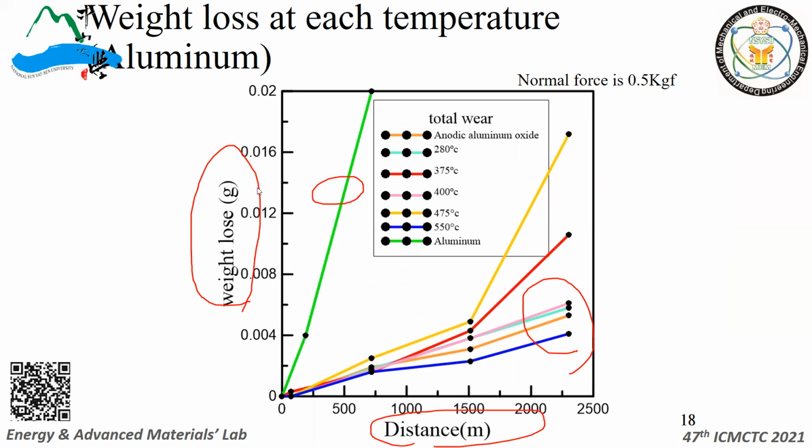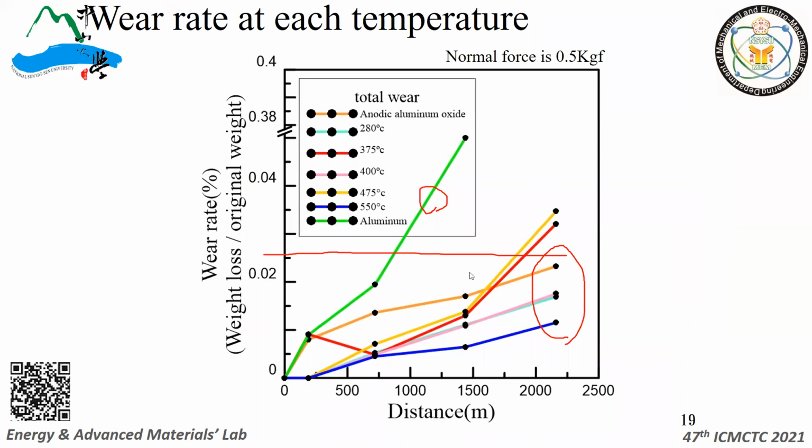It has the highest weight loss, and those MoS2 coatings extremely enhance the wear resistance. I mean, the weight loss is reduced. You can compare these two different samples. We converted the previous data into wear rate, that's the weight loss divided by the original weight. So it's also the same result. You can see those coated samples have a very low wear rate.